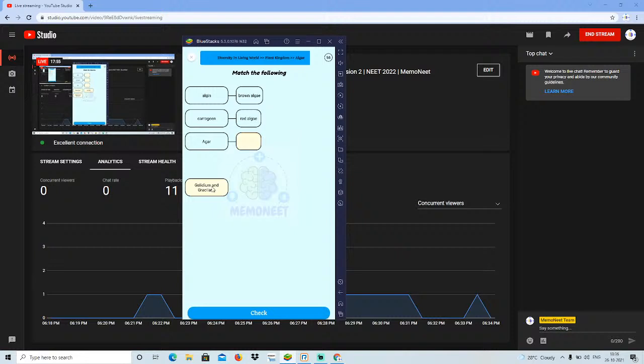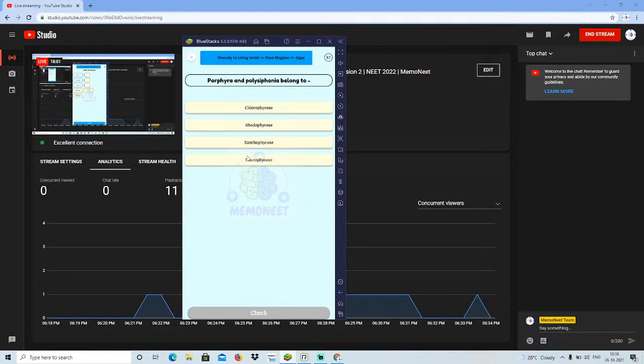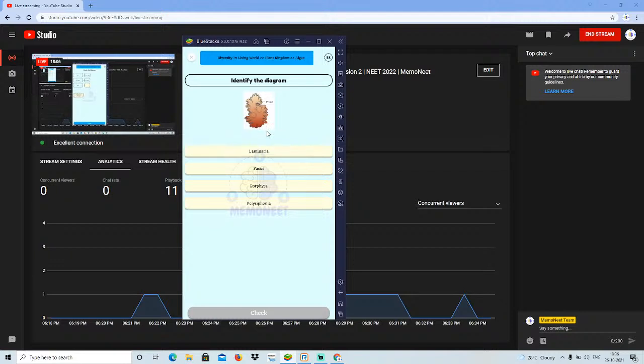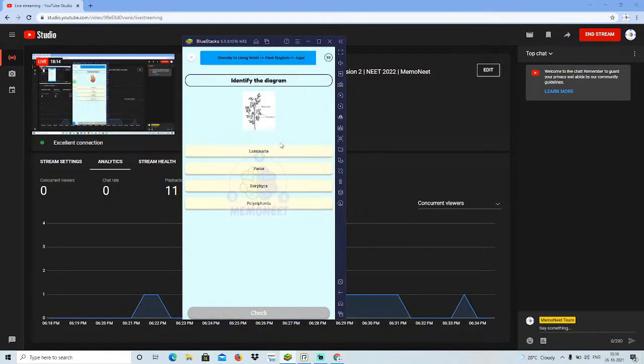This question came in NEET 2021 as well. Agar: Gelidium and Gracilaria. So Porphyra and Polysiphonia belong to Rhodophyceae. That's true. This should be Porphyra or Polysiphonia. I'm not sure. I think it's Porphyra. Yeah, so this should be Polysiphonia, obviously.